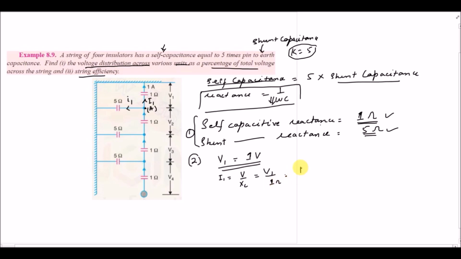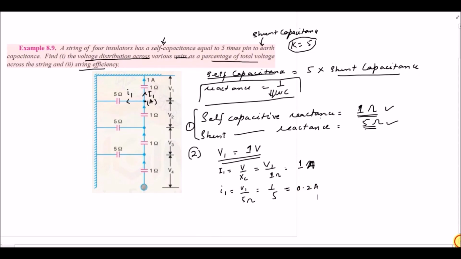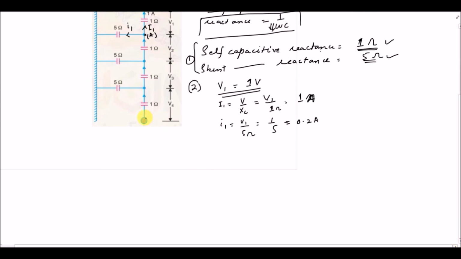So capital I1 is equal to 1 ampere, and for the current small I1, again the voltage is V1 and the capacitive reactance is 5 ohm, right? So it is 1 by 5, which is 0.2 ampere, right? So now we have found the two currents that are moving away from node A.